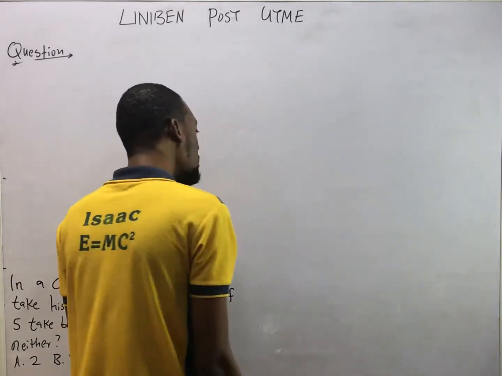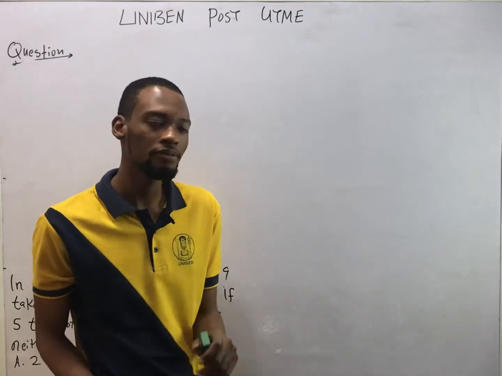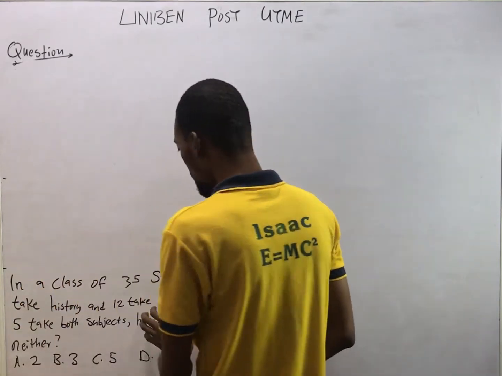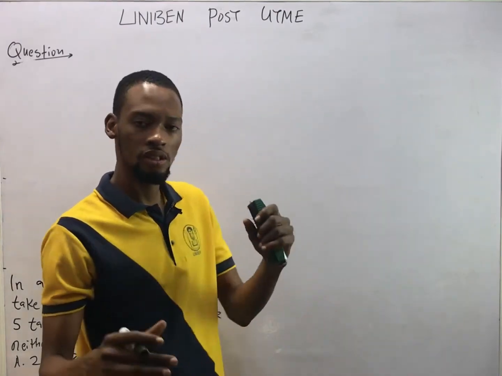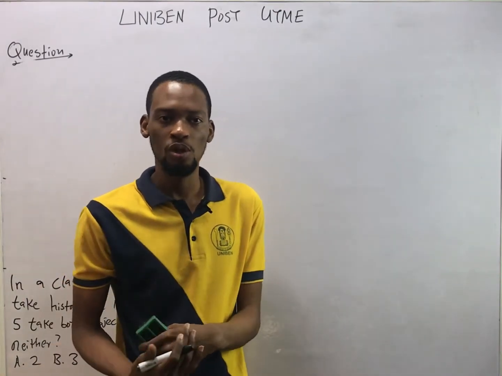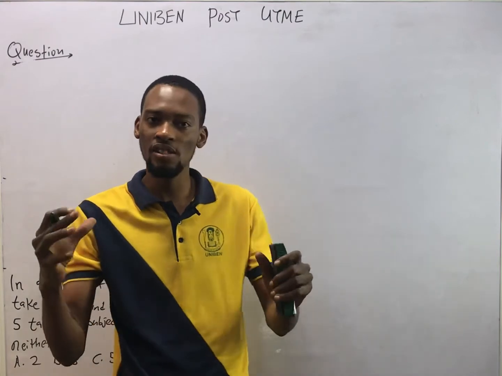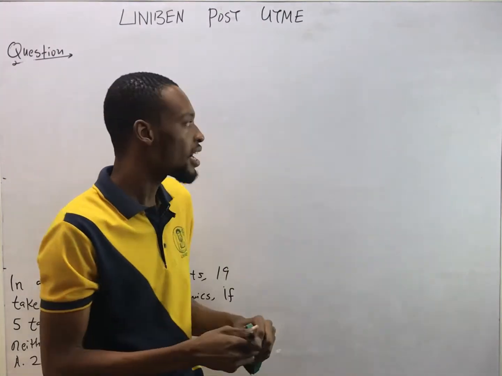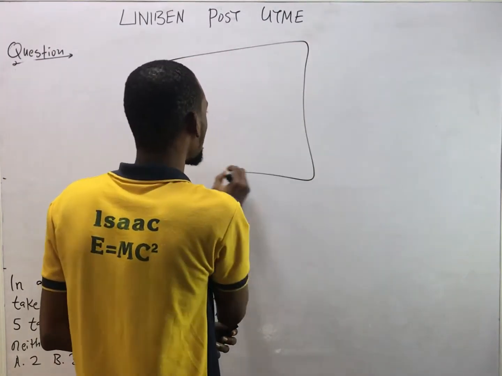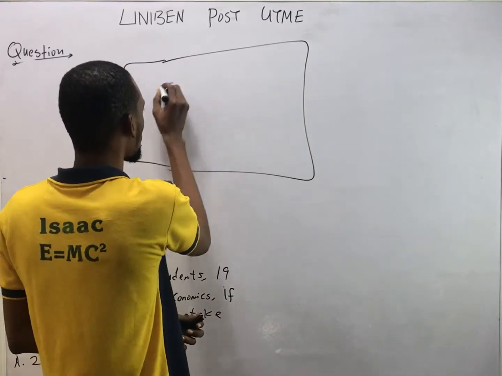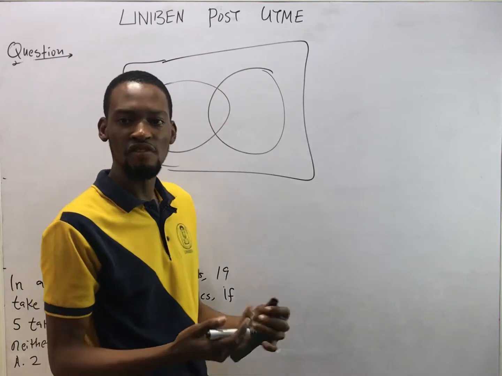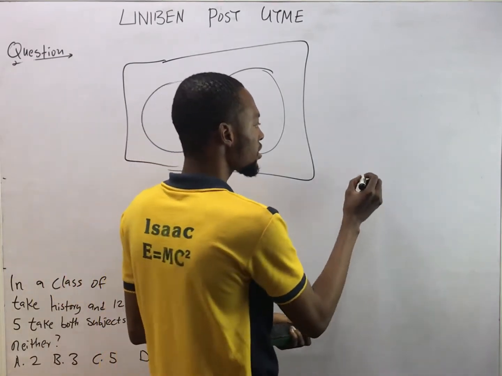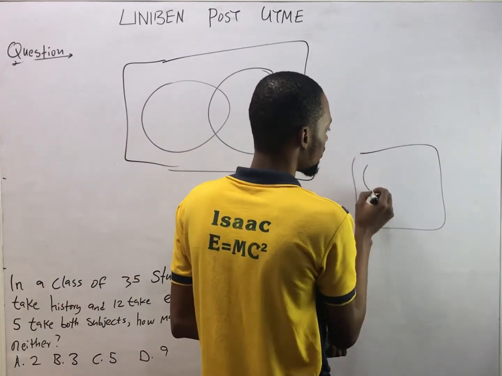So this is obviously a set question, and it's involving history and economics. That means we have two sets of people. So we draw a Venn diagram for two sets of people, and this is how you draw that. If it's for three sets of people or things or objects, it becomes something like this.